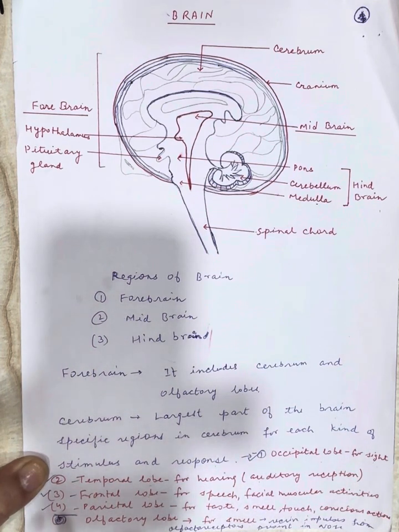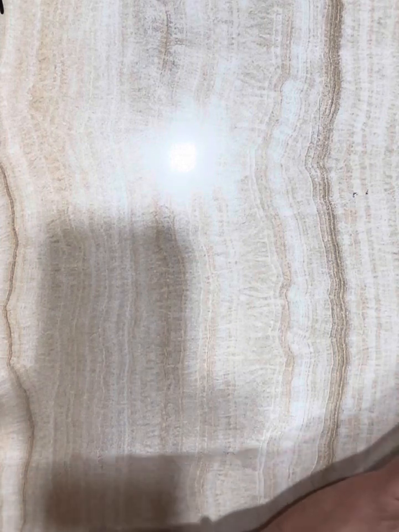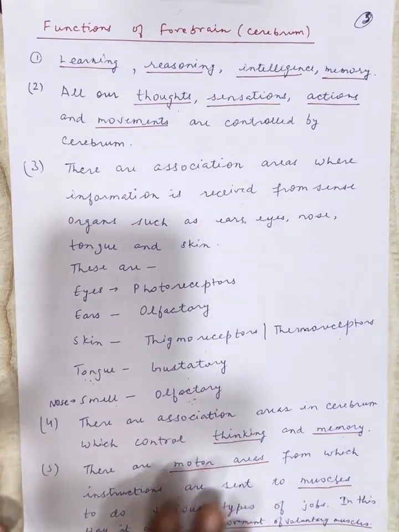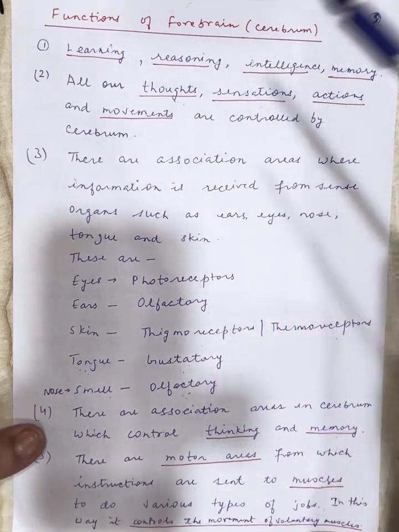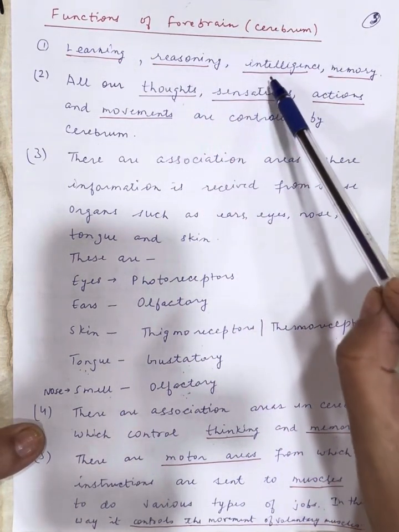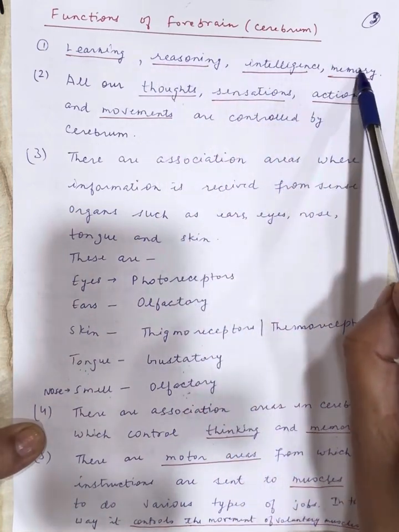And there is also the olfactory lobe, that is for smell, and it receives impulses from the olfactory receptors present in our nose. Okay, so now we see the functions of the forebrain. The functions of the forebrain are mainly learning, reasoning, intelligence and memory as well.